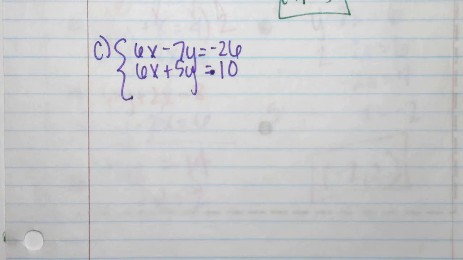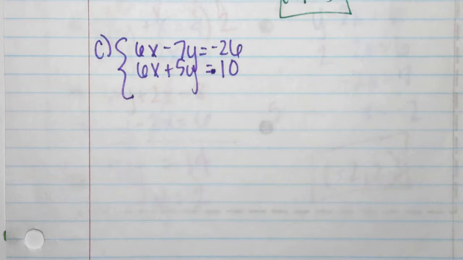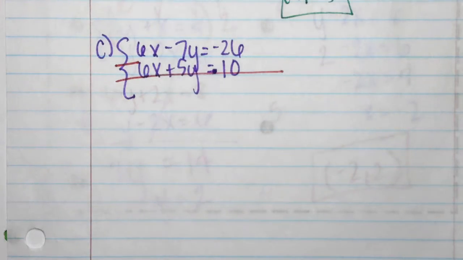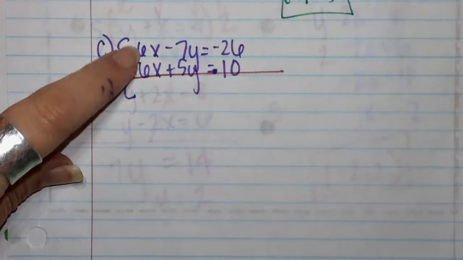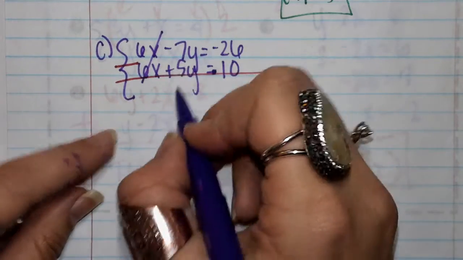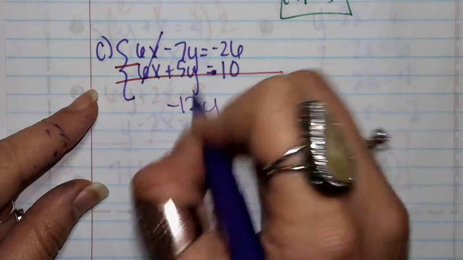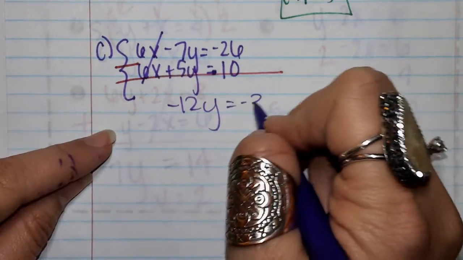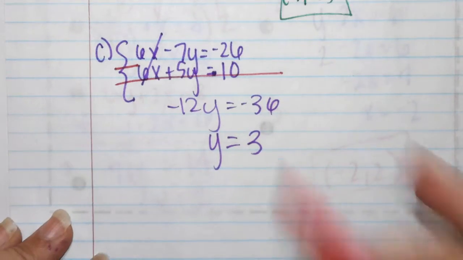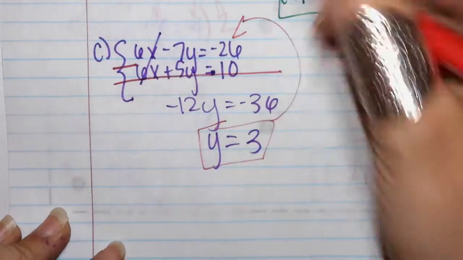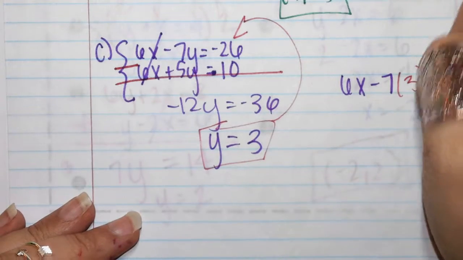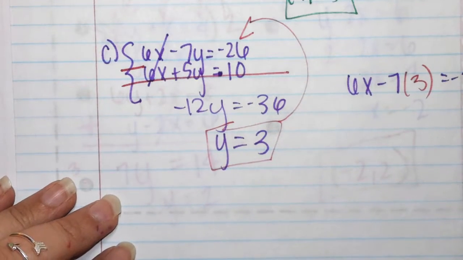Fantastic. All right, so on that one, you needed to subtract. They are alike. We got the same number. So that kills that. -7 minus 5 gives you -12. -26 minus 10 gives you -36. So y equals 3. So then you take that and you plug it in up here. And that gives you 6x minus 7 times 3 equals negative 26.